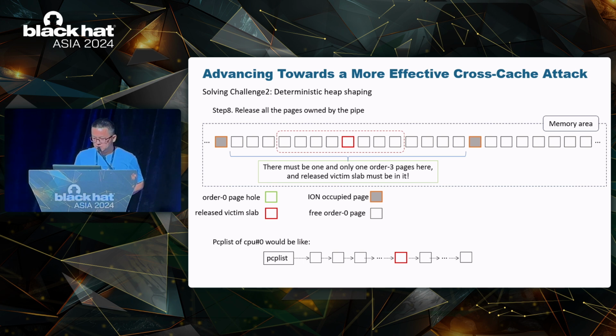In step 8, we release all the pages allocated in step 3, except those pages that have been reoccupied by ion. After this, there must be one and only one order 3 page here. And the released victim slab must be in it.